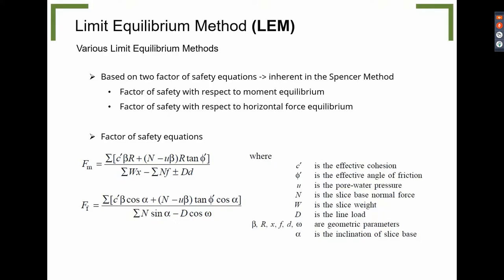So shown here is an example of limit equilibrium method formulation based on two factor of safety equations. One equation gives the factor of safety with respect to moment equilibrium, which is F sub m, while the other equation gives the factor of safety with respect to horizontal force equilibrium. The idea of using two factor of safety equations was first published by Spencer in 1967.